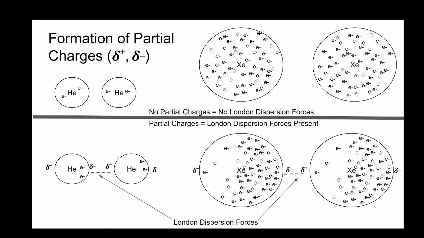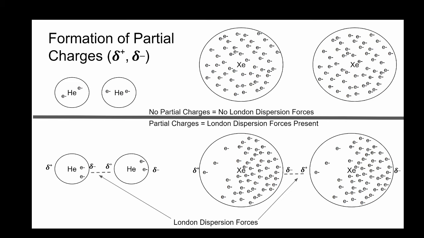Consider the atoms of helium and xenon on the top of this slide. In each case, the electrons are roughly evenly spaced out, meaning there are no partial charges present for each atom, and thus no London dispersion forces existing between them.